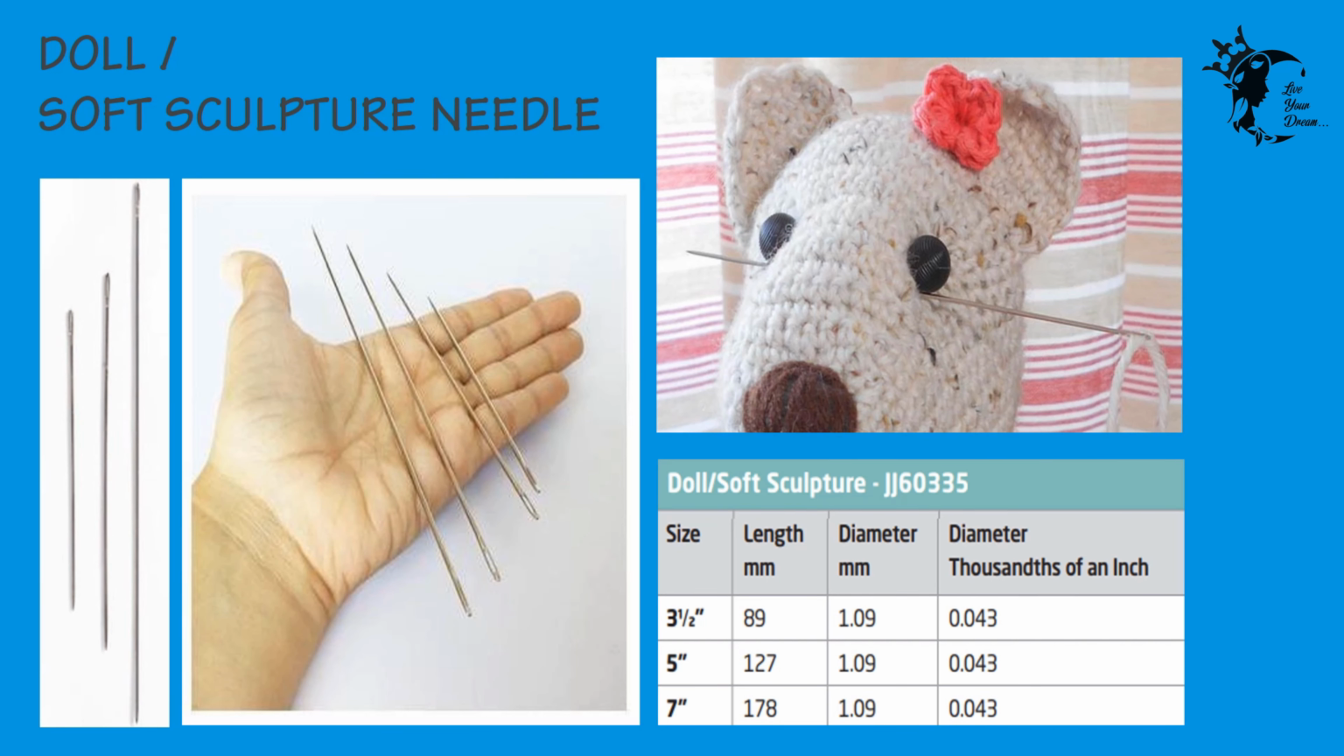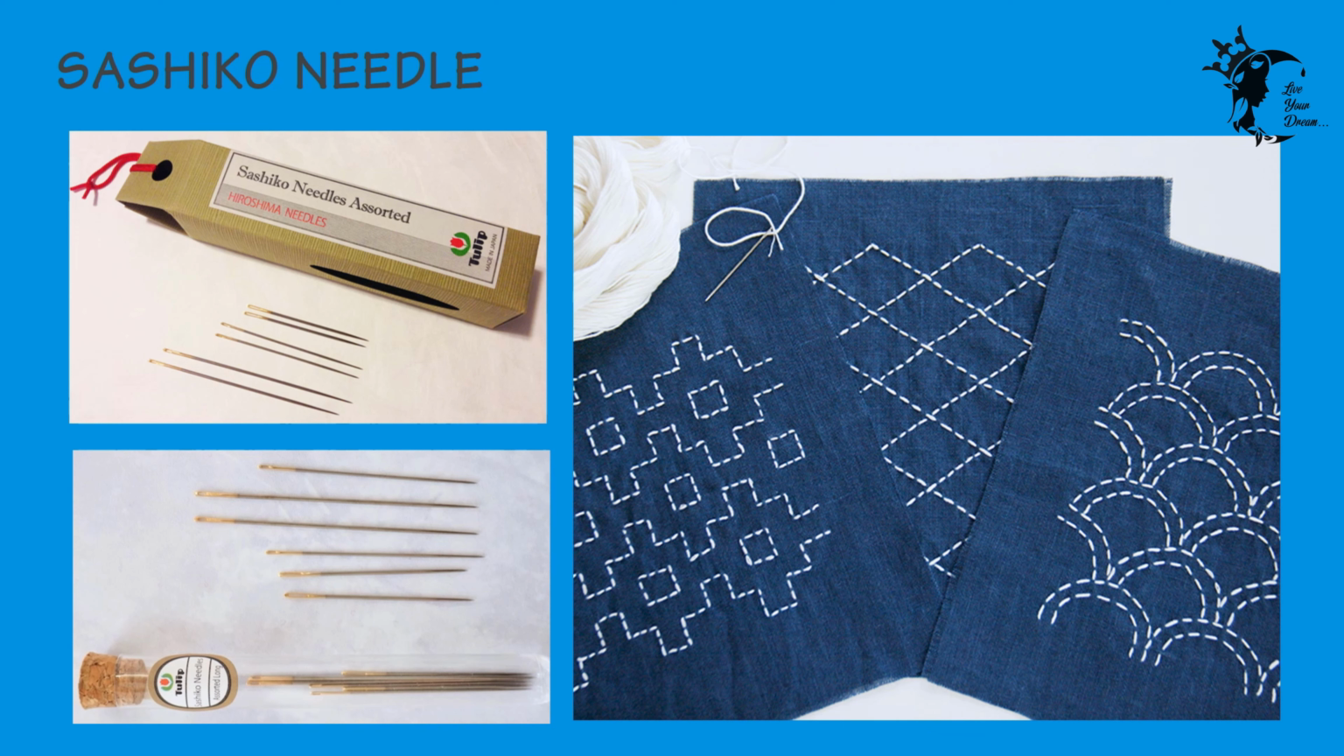Doll needles are extra long with a large eye and a sharp point, used for doll making and soft toys, where thread often needs to travel through thick wadding. A Sashiko needle has uniform width all the way up to the tip and has a large eye so that it can be threaded easily. Perfect for the decorative stitch technique Sashiko. These needles are also used for applique work and other craft projects.